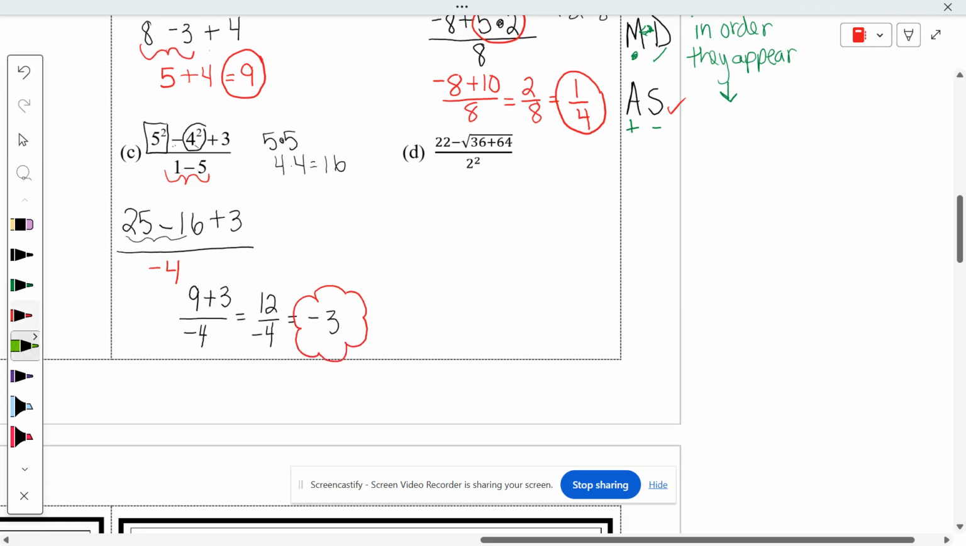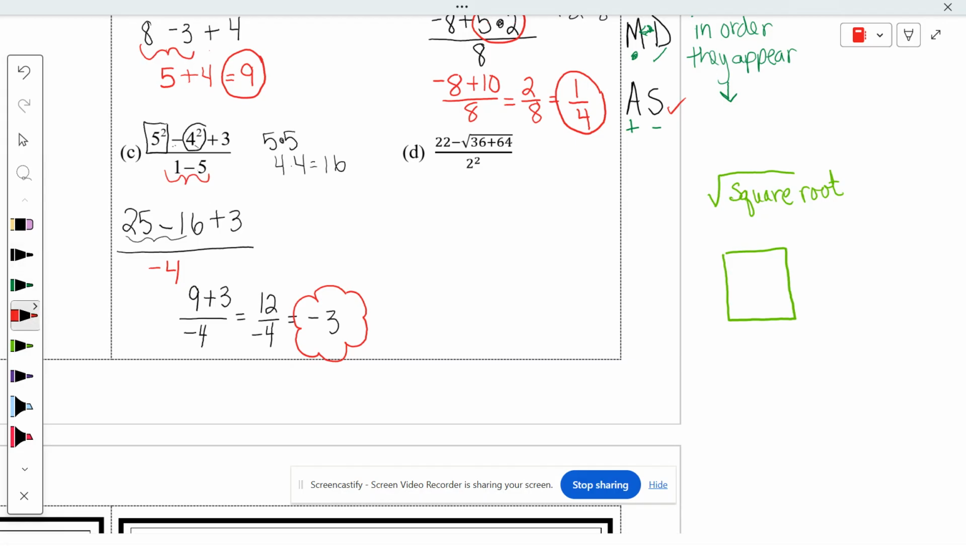Okay, let's look at our next example. I don't know if you're familiar with this. You should have seen this symbol. This is a square root symbol. And here's how square roots are derived. I try to always remind you of this. I think a lot of times kids aren't taught this.